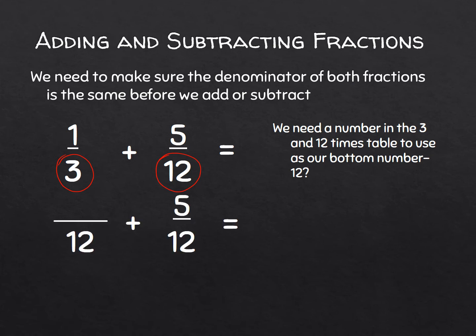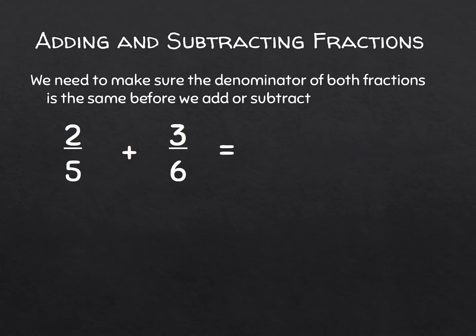However, we're going to change that third into twelfths. So we look at it and say, right, 3 times what equals 12, and that's times by 4. So whatever we do to that bottom number we do to the top number, and 1 times 4 is 4. So if I've got 4/12 plus 5/12, I end up with 9/12.